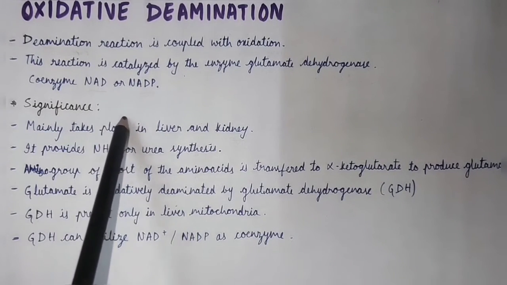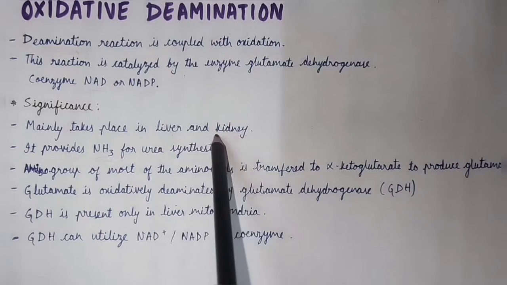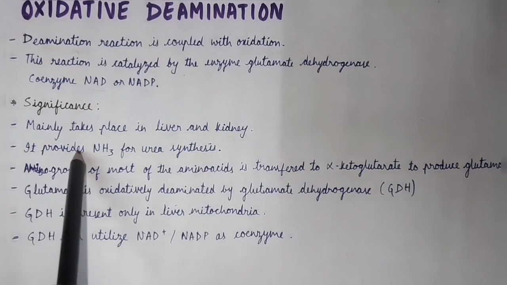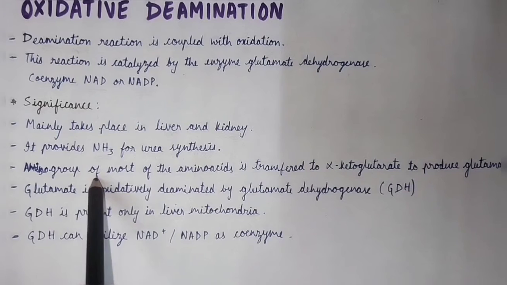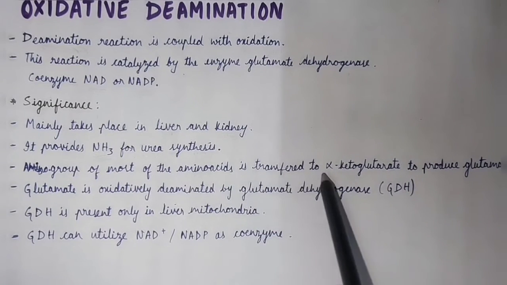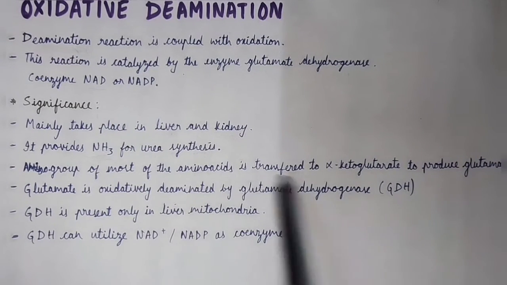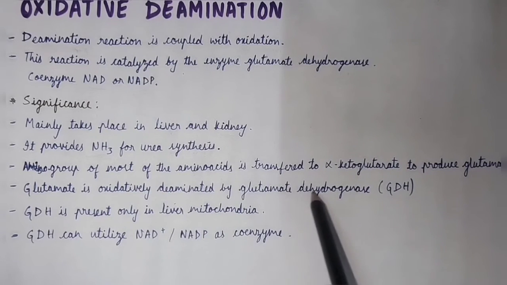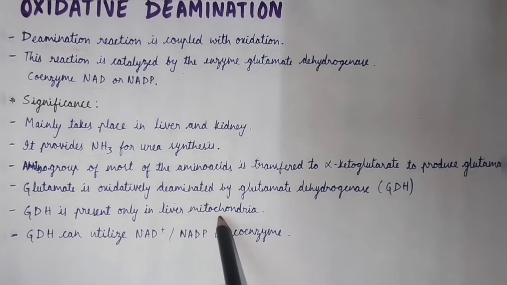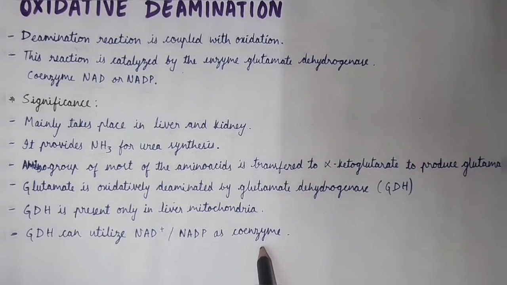Significance of oxidative deamination. It mainly takes place in the liver, and to some extent in the kidneys. It provides nitrogen in the form of ammonia for urea synthesis. The amino group of most of the amino acids is transferred to alpha ketoglutarate to produce glutamate. Glutamate is oxidatively deaminated by glutamate dehydrogenase. This enzyme is present only in the mitochondria of the liver, and glutamate dehydrogenase can utilize NAD+ or NADP as coenzyme.